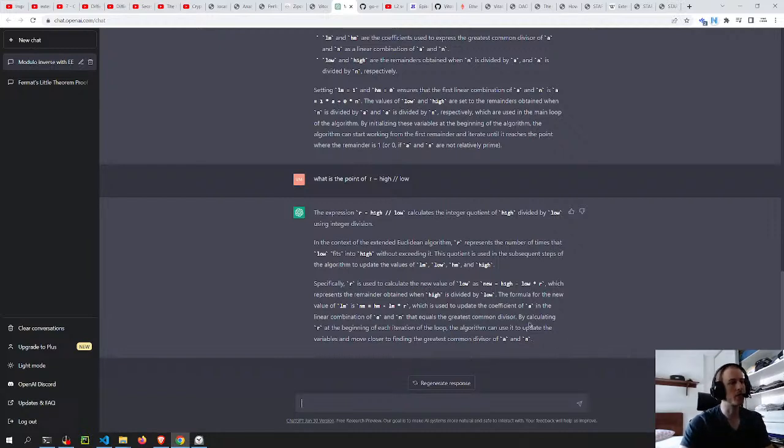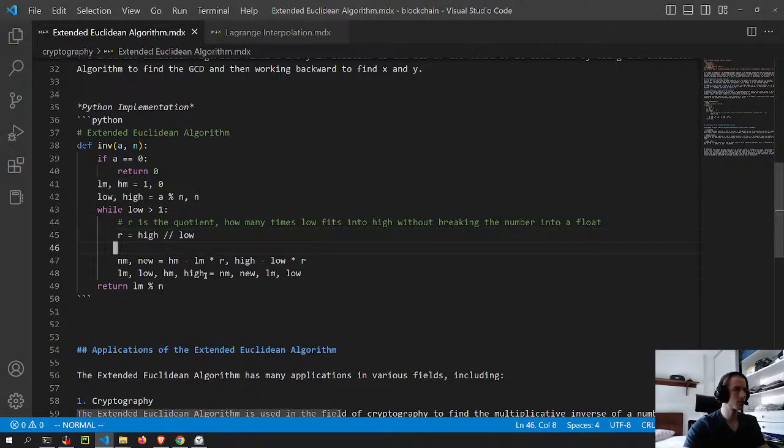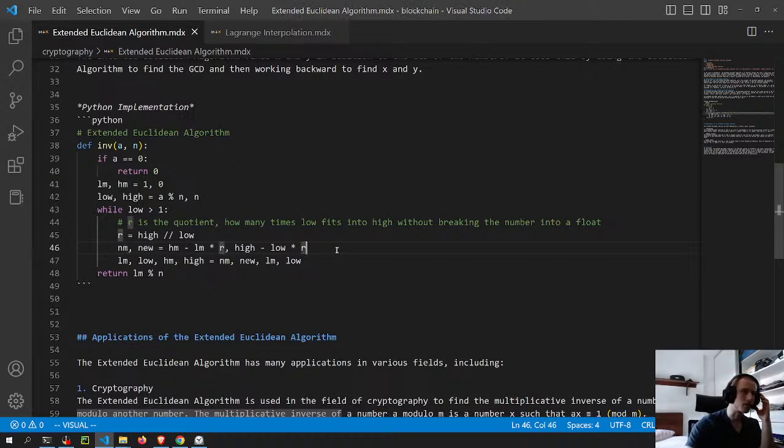I think I get it, but I need to clarify more on how it works. And this part's really hard for me to understand.